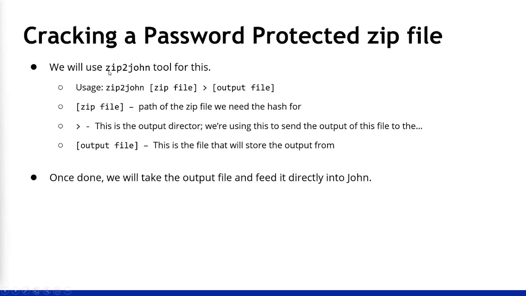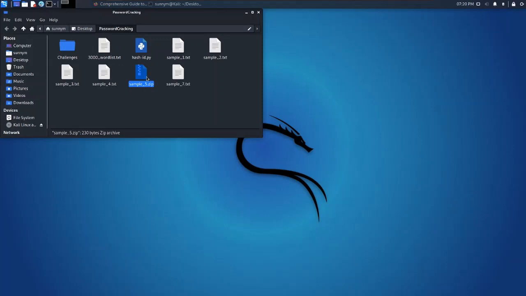For this, we can use something called zip2john. It is another tool provided by John that converts a zip folder to an output file that contains the hash, and then we can pass that output file to John for it to crack the password. So let's take our sample5 zip and see how we can do it.